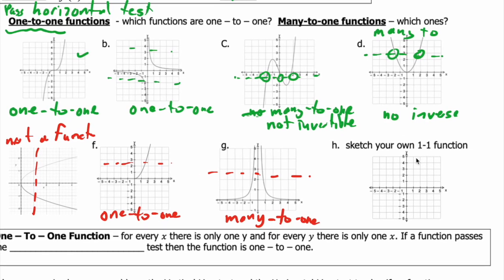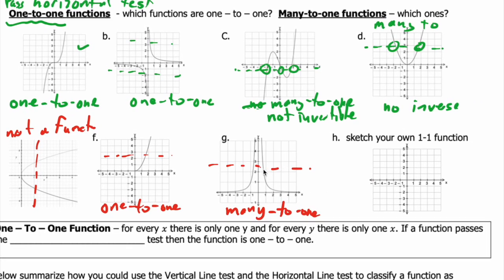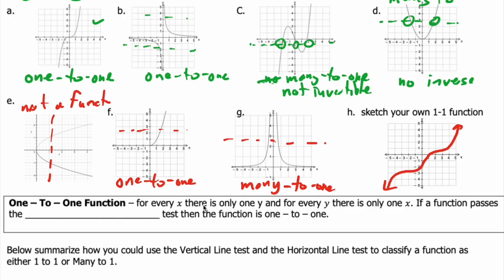Sketch your own one-to-one function. Well, it's just any function where you can't draw a horizontal line and hit two values, right? So just as long as you don't go up and then come down again. It has to be basically always increasing or always decreasing. So you can draw any old function you want. You can draw something like that, for instance, as long as everywhere you draw a horizontal line, you only hit one point. So there's a one to one function.